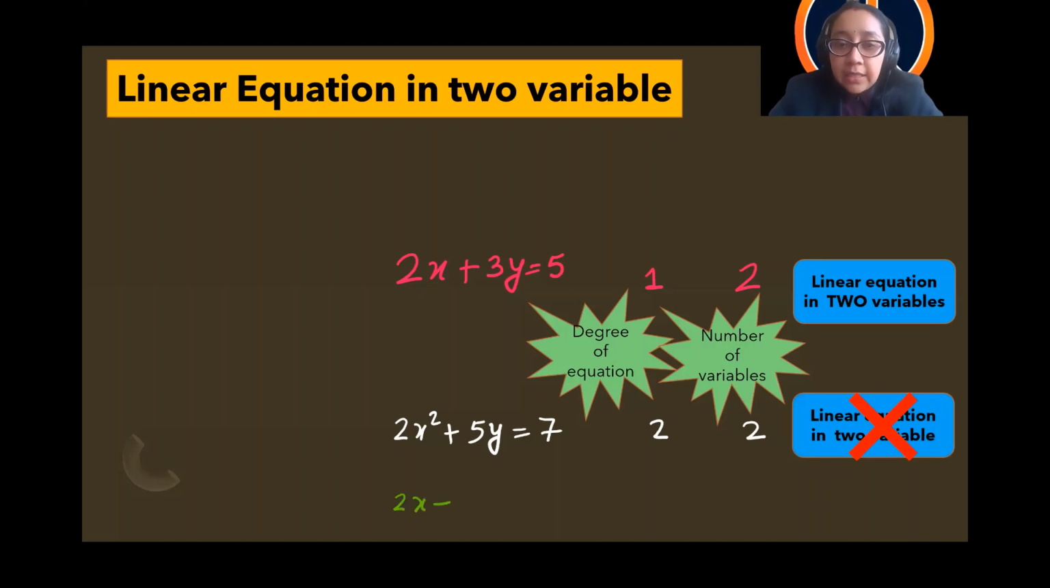Okay. Similarly, we can see that 2x plus 3y plus 5z equal to 0. If you take this equation, can you tell me whether it is a linear equation in two variables? Yes or no?